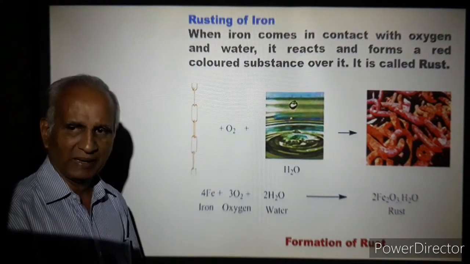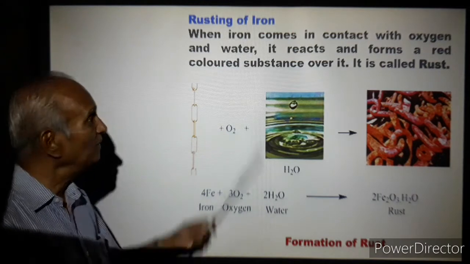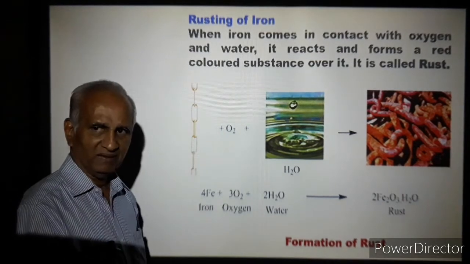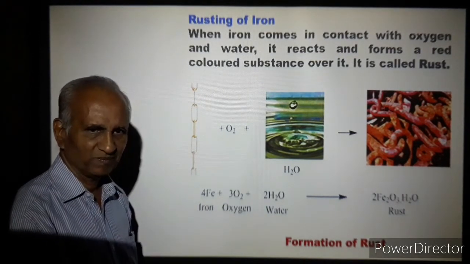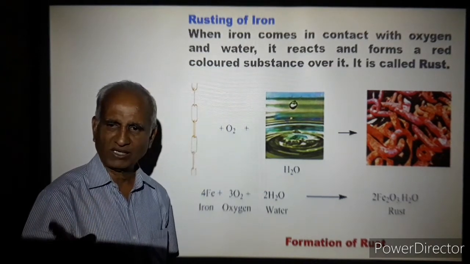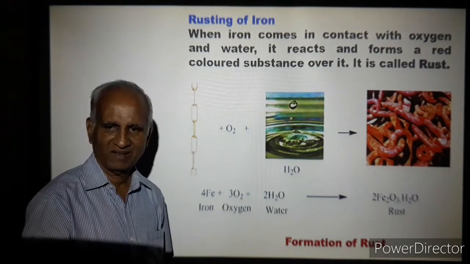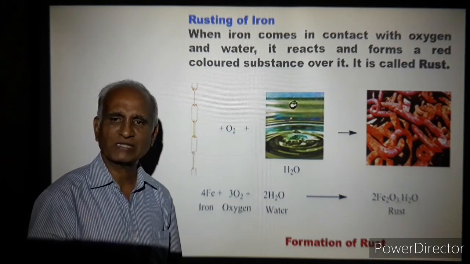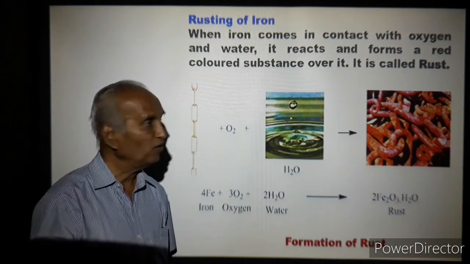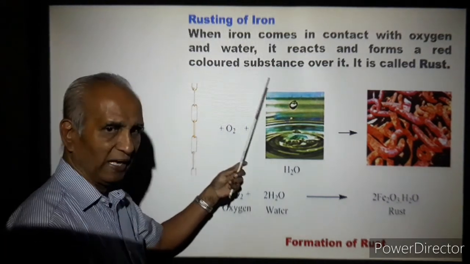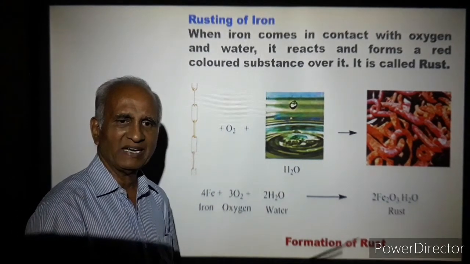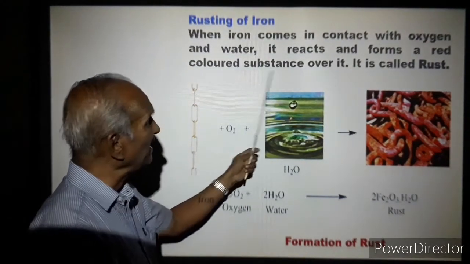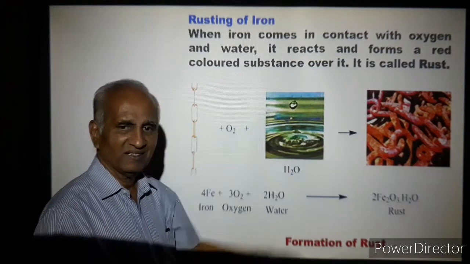rusting of iron. You will see it a little detailed. When iron comes in contact with oxygen and water, iron, oxygen and water. If oxygen and water are not available, iron will not undergo rust. So there will be more rusting in the rainy season, if the iron remains exposed to the rain and air. Air you can't help. But it should not keep getting drenched again and again. Otherwise you have to paint it. It reacts and forms a red colored substance over it. It is called rust.